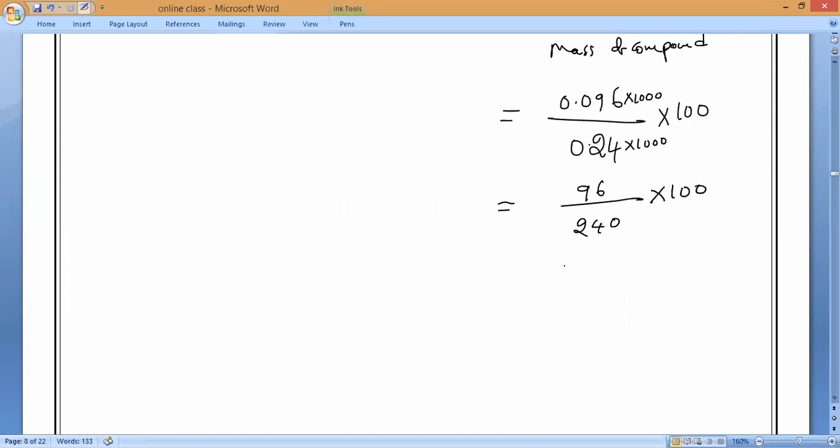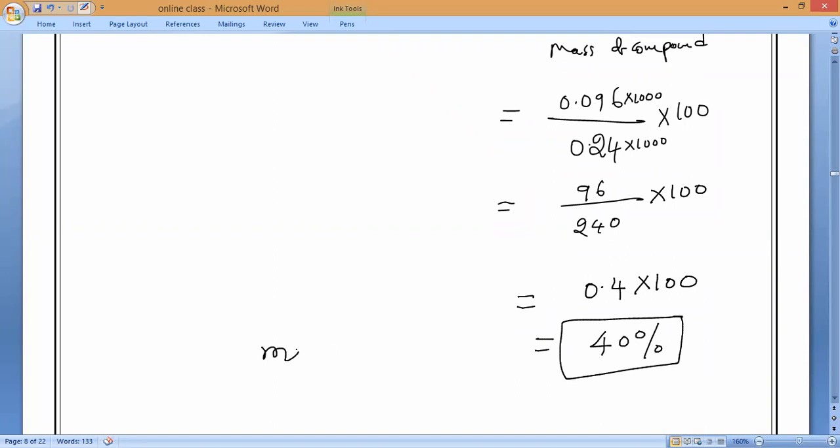Yes or no? Yes, sir. So now answer this question. How much will it come? 96 divided by 240 is 0.4. Yes, 0.4 will come. Is it necessary? Yes or no? All of you? So you will get 0.4, and 0.4 into 100 equals 40%. So what is the mass percentage of boron, everyone? Mass percentage of boron in compound is 40%.